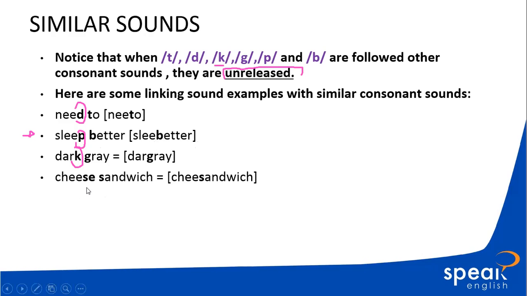The next one is similar to the previous rule. We don't have the same letter at the end, but the sound is similar, do you see? How do you read word number one here? This word here, how do you read it? Can you tell me? Cheese, okay. I know the last letter is E, but we're looking for the sound. What is the last sound in cheese? Can you tell me?